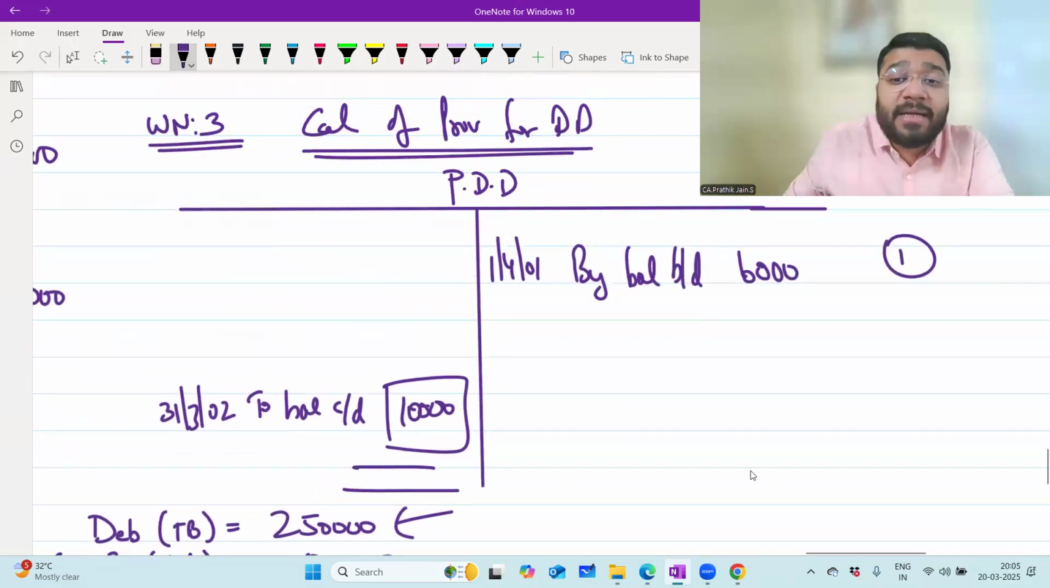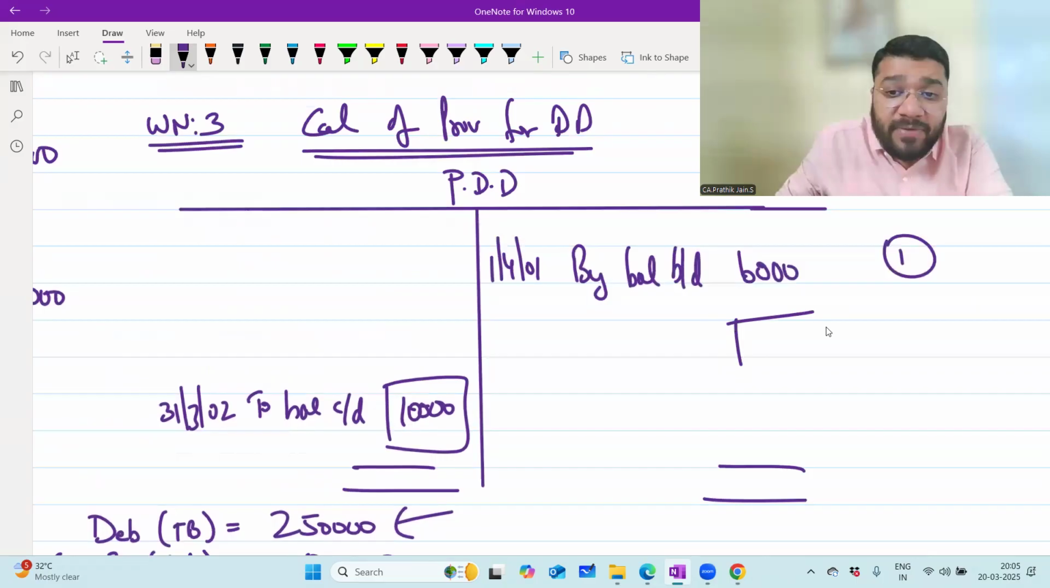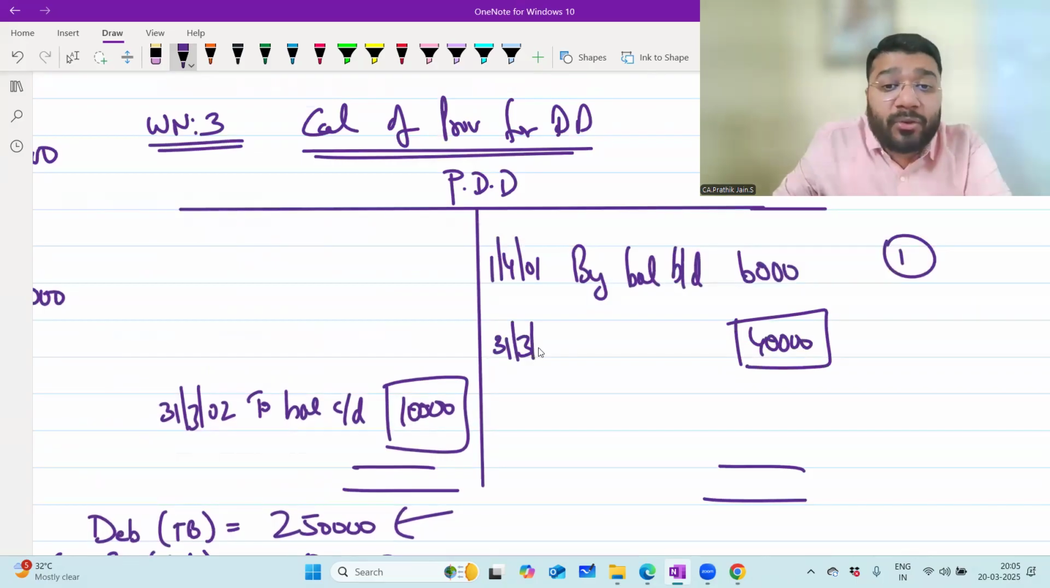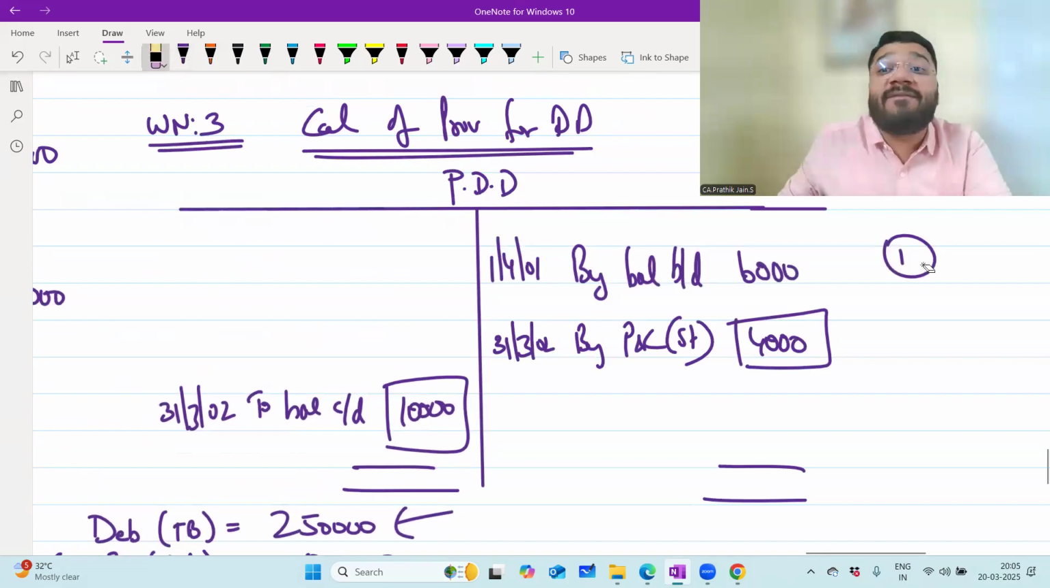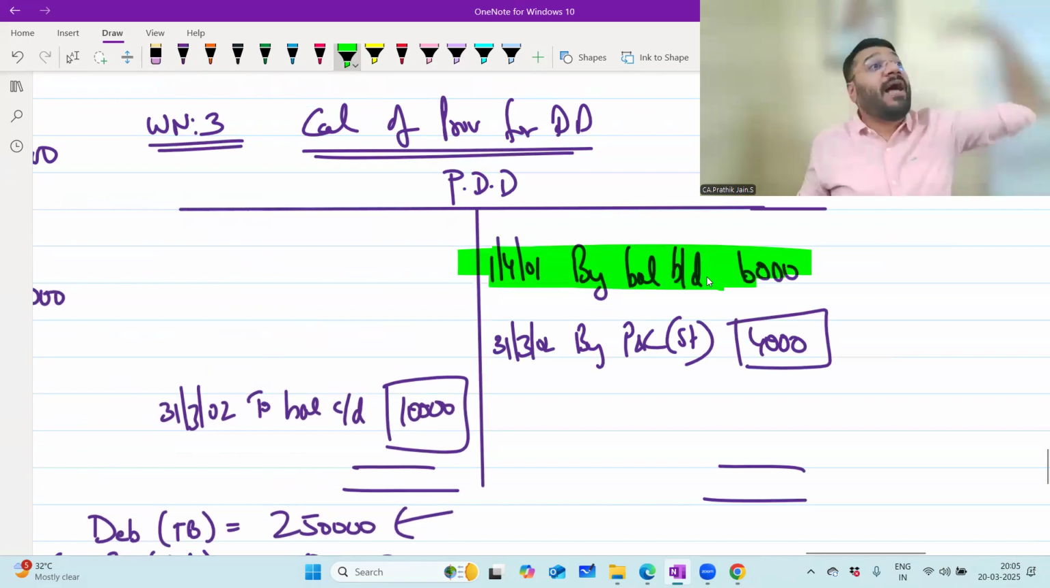Now, is the ledger automatically tallying? No. There's a balancing figure coming here. How much? 4,000. What is this? On 31/3/2002, by statement of P and L, 4,000 rupees. What does this 4,000 mean here? This is the provision of the current year, the fear of the current year. What is the 6,000? The fear of last year.